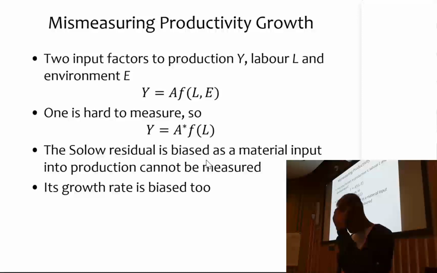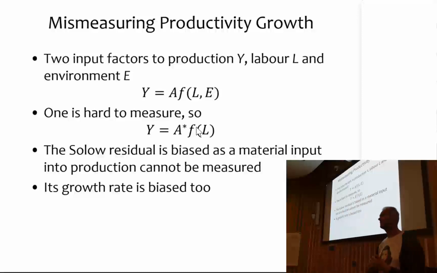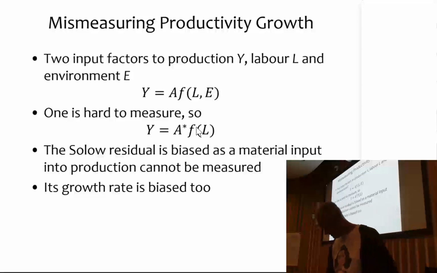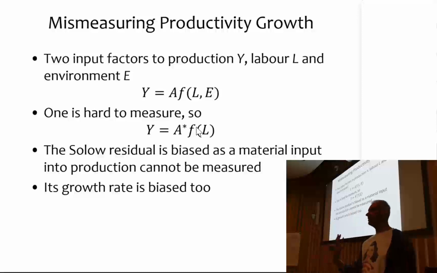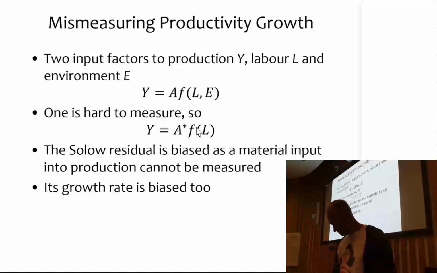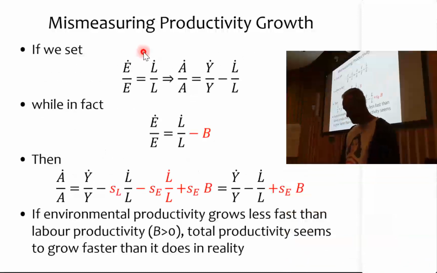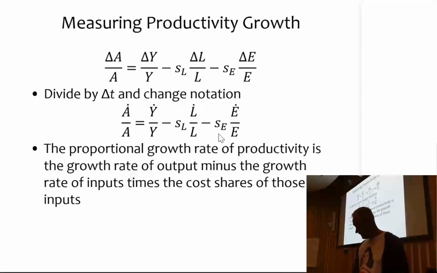And that makes that we mismeasure the change in total factor productivity. So one implicit assumption that you make is that the things that we don't measure evolve at the same rate as the things that we do measure. So if we assume that the proportional growth rate of the environment is equal to the proportional growth rate of labor, then, because SL plus SE is always equal to 1, and these two terms are the same, we measure total factor productivity change accurately.